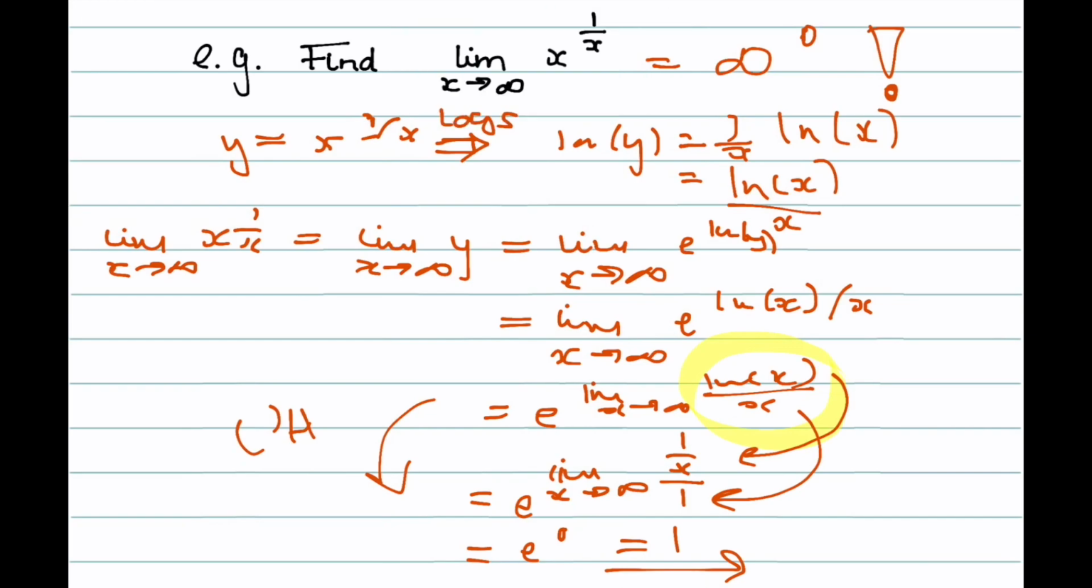Just to recap, we have to define our function of our limit to be another function y. Then we find the limit of this function y, and then we can exponentiate and use L'Hopital's rule to find our final value for our limit, which in this case is 1. And that's how we use L'Hopital's rule for exponential indeterminate forms.